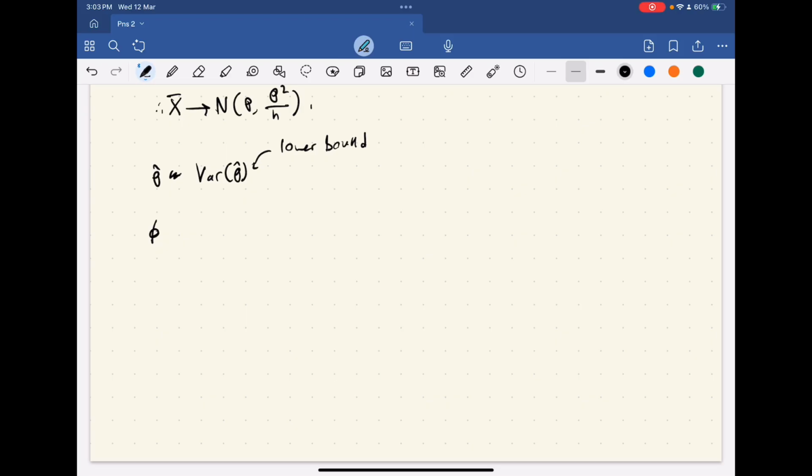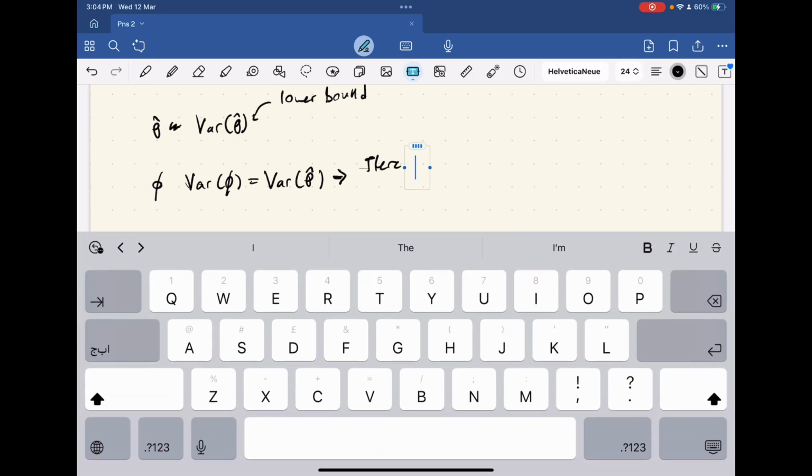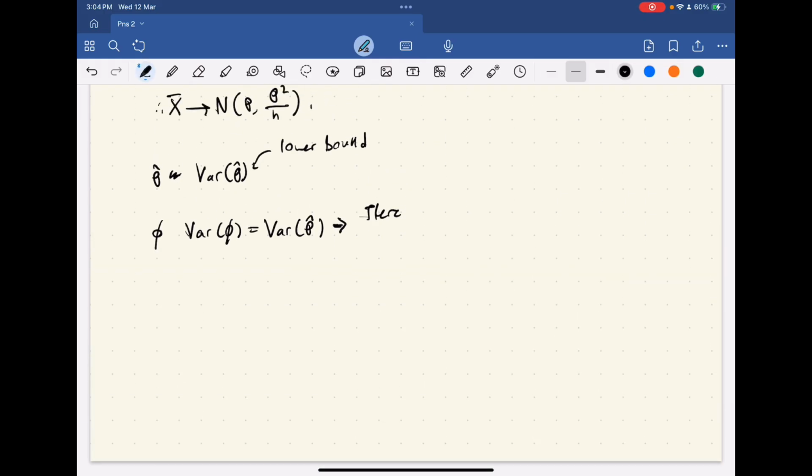Now if this phi here, we know that it's an unbiased estimator, but if the variance of phi is equal to the variance of theta hat, then what this implies is that there is no better estimator, in the sense that the variance is as low as it could be. And you wanted to find an estimator with the lowest variance.